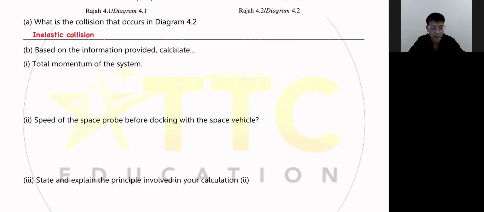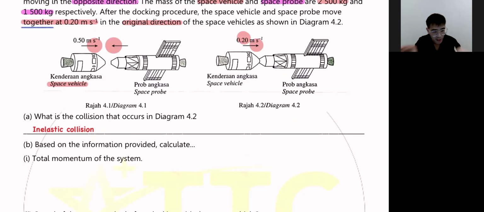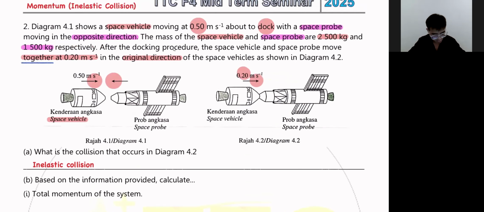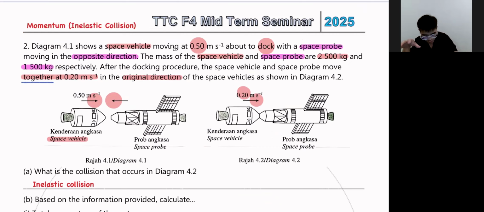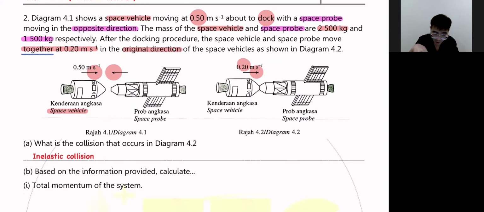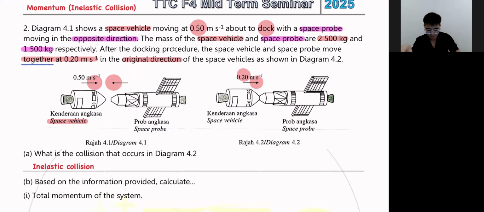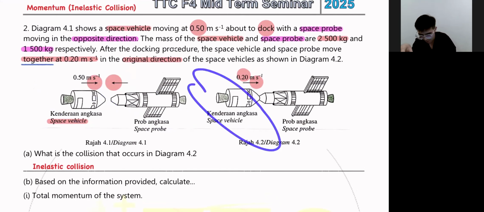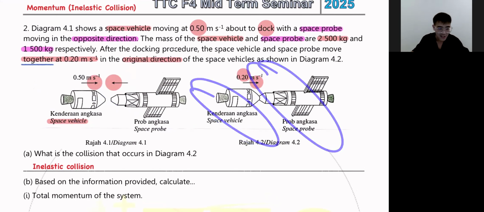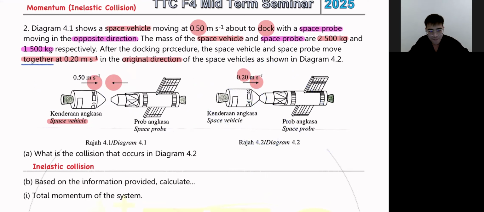But there are two diagrams, diagram 4.1 and diagram 4.2. So which momentum are we going to add? The momentum of the space vehicle and the momentum of the space probe before they collide? Or do we add the momentum of the space vehicle and the space probe together after they collide? Which one? It should be that both can work.